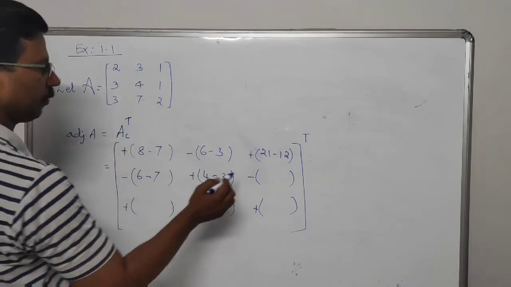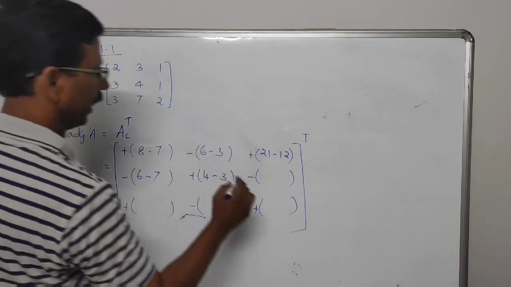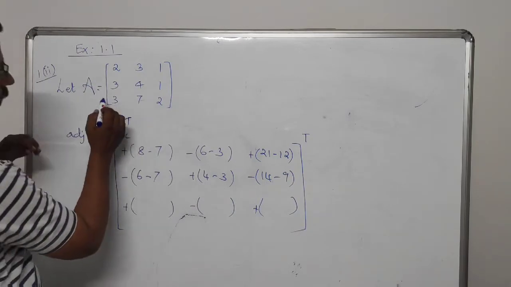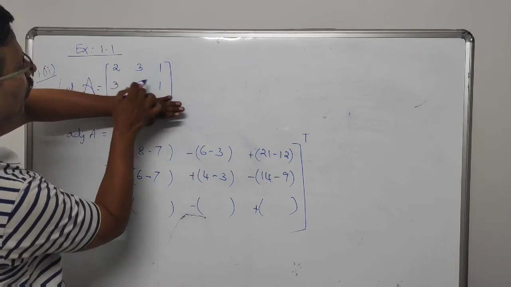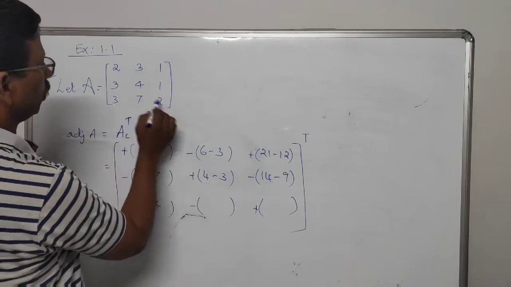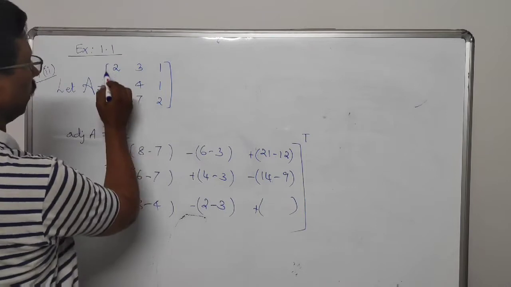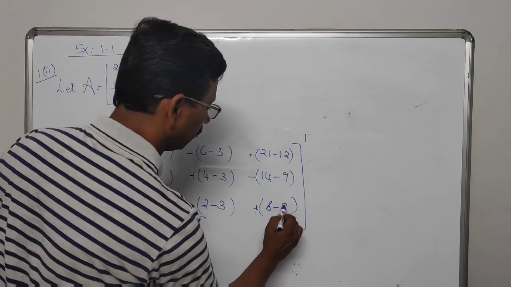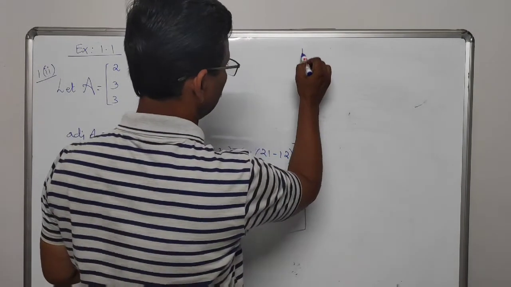Now likewise, next step. For this one, leave this column. 2 7s are 14 minus 9. 14 minus 9. Now for this one, leave this column, and you get 3 1 4 2. 3 minus 4. 3 minus 4. Then here, leave this row and this column. 2 minus 3. For this one, leave this row and this column, and you get 2 4s are 8 minus 9. 8 minus 9.